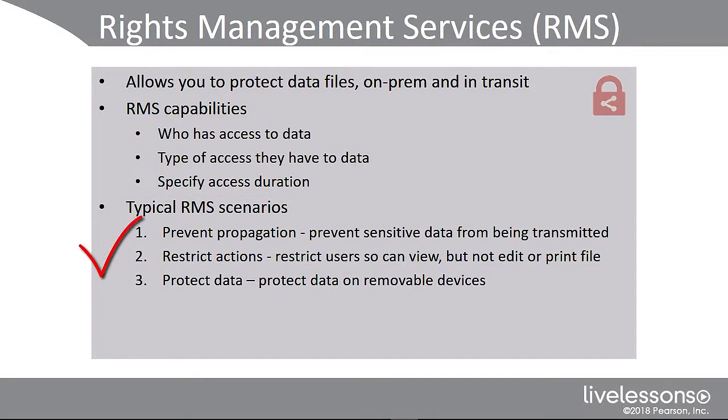And a few RMS scenarios include the option to prevent propagation, which will indicate that you don't want sensitive information to be sent out by email. Restricting actions, you'll want to restrict users to be able to view a document but not edit or even not print it. And protect data, most likely on a removable storage device. If it contains sensitive data and that data is lost, this will ensure that data can't be accessed by unauthorized persons. So those are a few introductory scenarios to RMS.